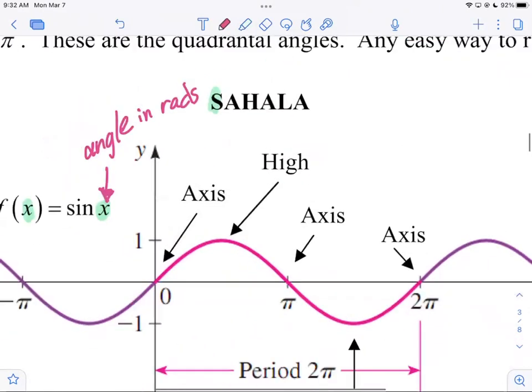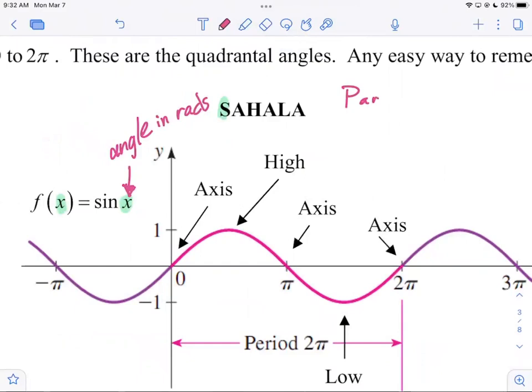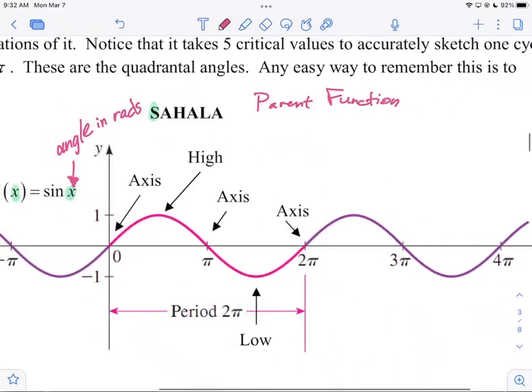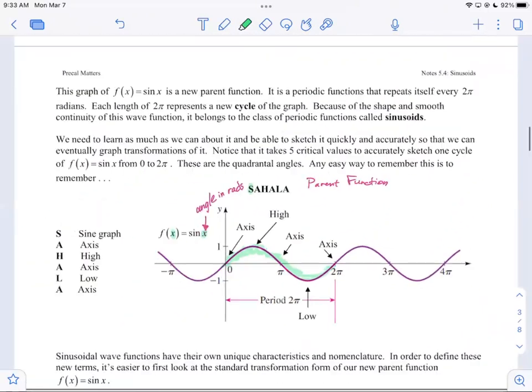Now here is your parent function. This is a new parent function. We need to know what the graph of sine of x looks like. We need to be able to sketch transformations of it as well. So the parent function is sine of x or sahala. I just call it sahala. Axis, high, axis, low, axis. There's one cycle. You can highlight it here. Now let's talk about some terms. Okay, let's talk about some things regarding it.